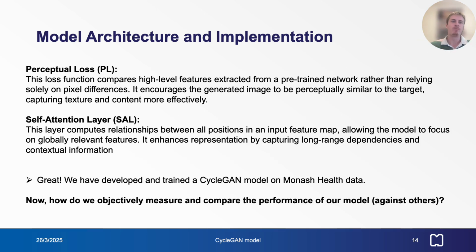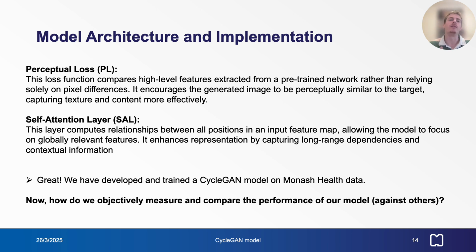So briefly, the perceptual loss function compares high-level features extracted from a pre-trained network rather than relying solely on pixel differences. It encourages the generated image to be perceptually similar to the target, capturing texture and content more effectively. The self-attention layer computes relationships between all positions in an input feature map, allowing the model to focus on globally relevant features. It enhances representation by capturing long-range dependencies and contextual information.